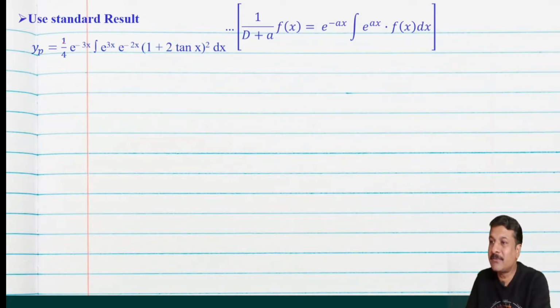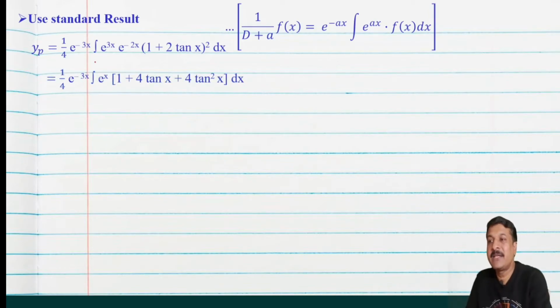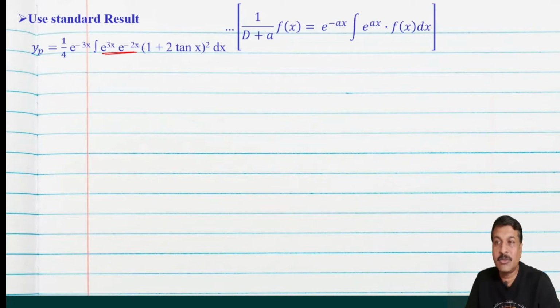So I am getting here 1/4 e^(-3x) times the integration of e^(3x), and f(x) is already there, e^(-2x) into (1 + 2 tan x) whole square dx. So note the simplification: e^(3x) times e^(-2x) gives e^x, and inside is the square, (a + b) whole square, that is a² + 2ab + b². So I am getting 1/4 e^(-3x) integration of e^x into (1 + 4 tan x + 4 tan² x) dx.